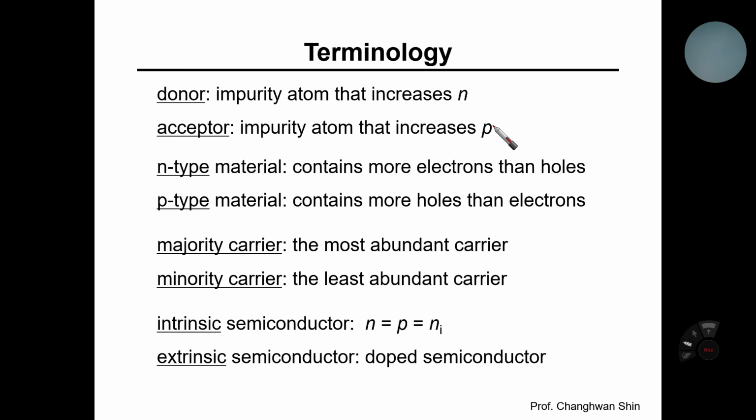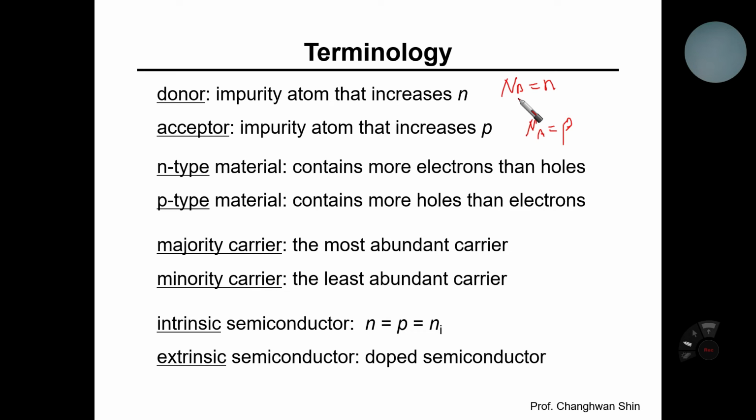And what about the acceptor? The acceptor is the other type of impurity atom, coming from column 3 of the periodic table, which increases the hole concentration. A single acceptor contributes to create a single hole. So if you know the acceptor concentration, you can simply estimate quantitatively the hole concentration. And once you know the donor concentration, you know n.